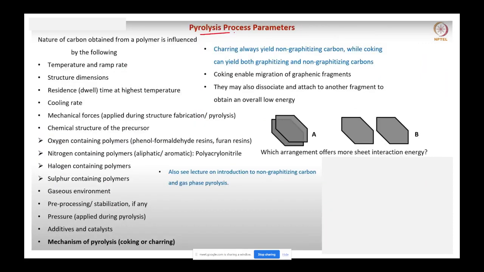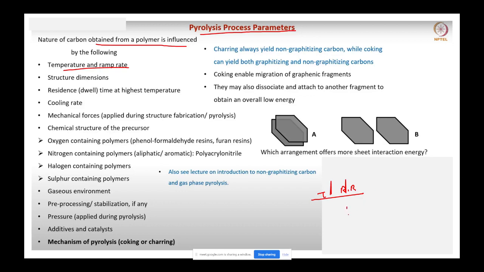Now, what are the pyrolysis process parameters? The nature of carbon obtained from a polymer is influenced by these parameters. First is temperature and the ramp rate. The ramp rate is the rate at which you raise the temperature. So this is very important.